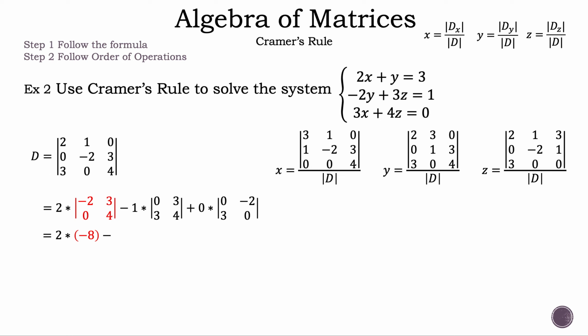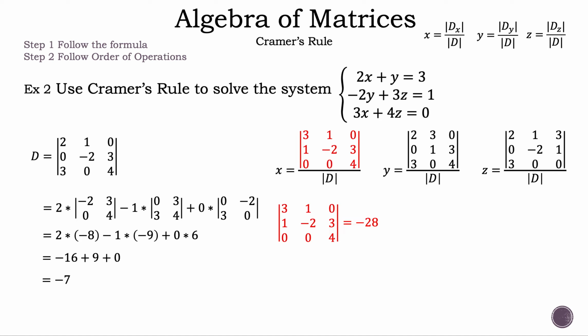Let's simplify what we have so far by finding the first determinant. We are running out of room here, so if you could put the steps in the comments below, that would be awesome. The first determinant is negative 8, the second determinant is negative 9, and the third determinant is 6. And now we have 2 times negative 8 minus 1 times negative 9 plus 0 times 6. Let's go ahead and simplify what we have so far. 2 times negative 8 is negative 16, minus 1 times negative 9 is plus 9, and 0 times 6 is 0. And now we have negative 16 plus 9 plus 0, and the result of that is negative 7. And that is the determinant of the coefficients.